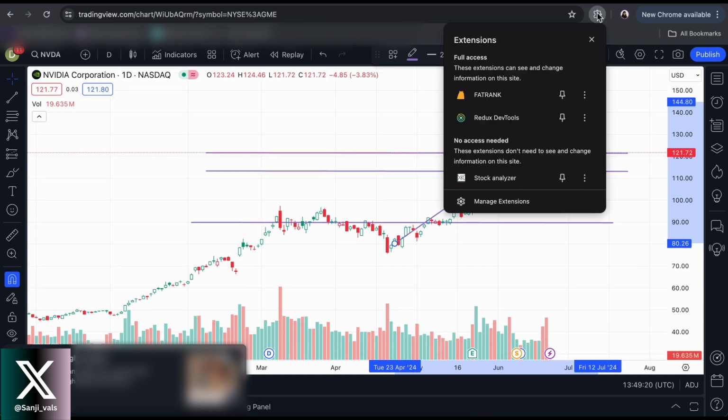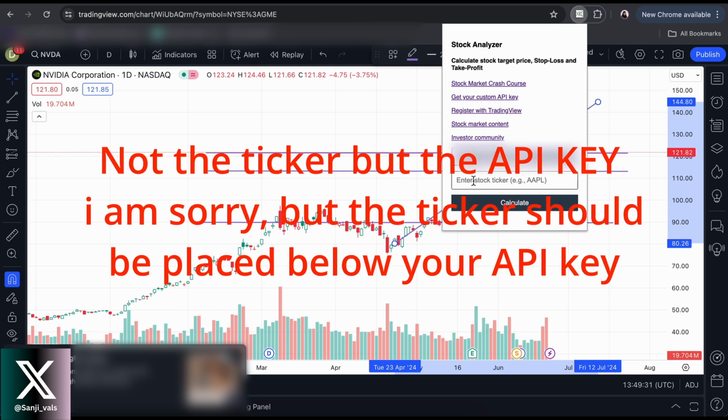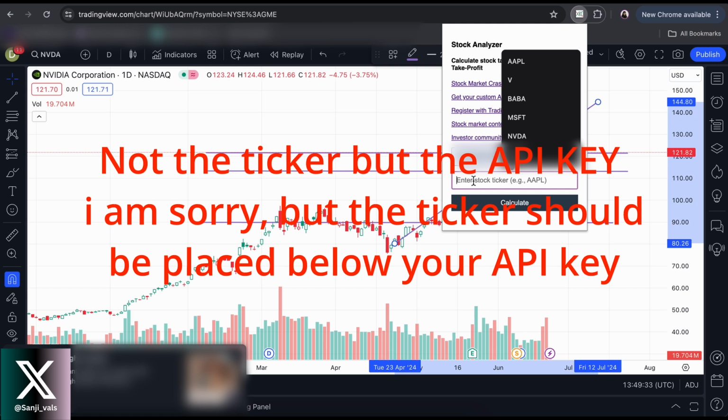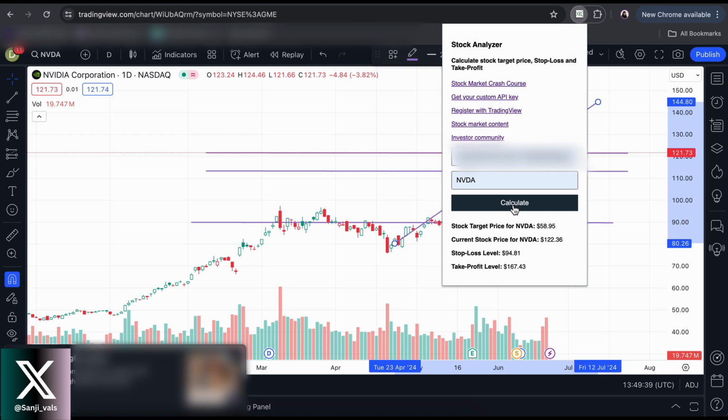Now you can use my extension, Stock Analyzer. Again, input your ticker. You have to register with FMP only once, and then once you get your key, simply paste it over here and you're good to go. Then go to the NVIDIA ticker and press the calculate button. As you can see, since the model is very conservative, the target price is below the current price, which signifies that the stock is overvalued.